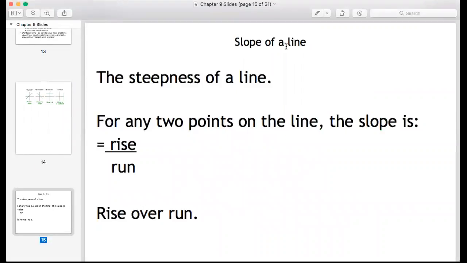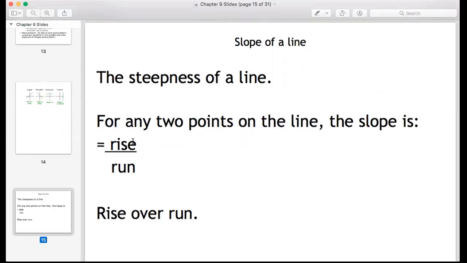So when we talk about slope of a line, what we're talking about is the steepness of it, like how fast does it rise or how long does it take to go up. And you can think about that in the sense of any type of hill. If you run, or if you're driving a car, or if you ski, you want to know the steepness of the hill, and that's called the slope.